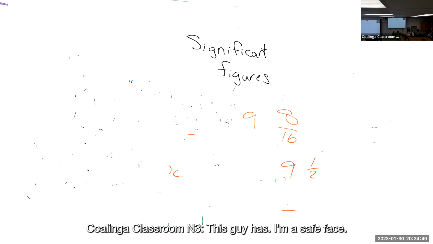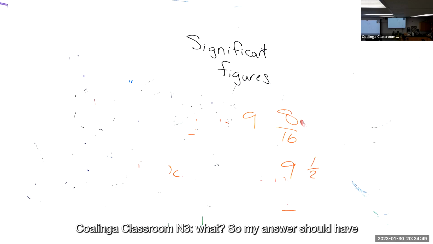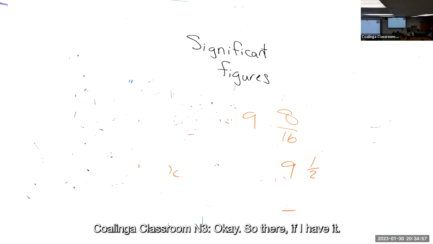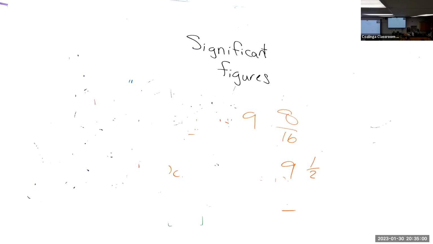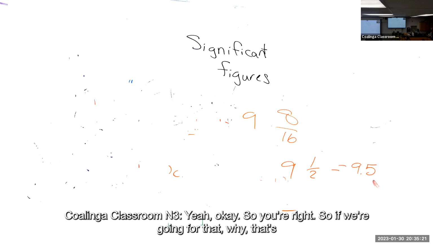That's 9, right? This guy has how many sig figs? This has 1. This has 2. This has 1. So in the fraction part, my answer should have 1, right? So if I have an answer of 9.5, that's 2 sig figs. Currently it is 2, right? So literally right now we have 2 sig figs. Okay, so you're right.